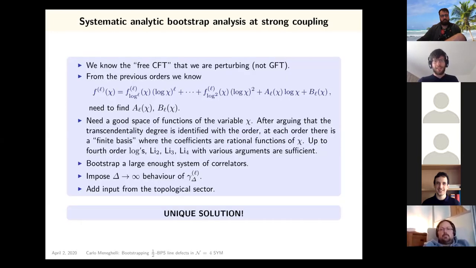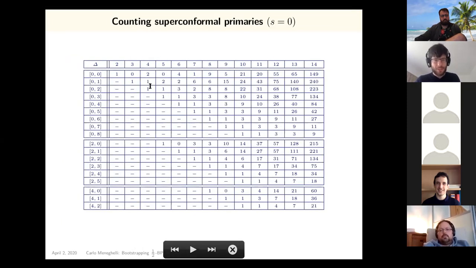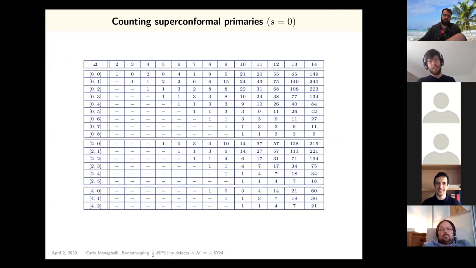I'm really going out of time. This is a table just scaring you about how many superconformal primaries you can build in the free theory. They grow extremely fast. So the mixing looks hopeless, but actually there is some hierarchy of operators, so you don't have to consider them all at the beginning.